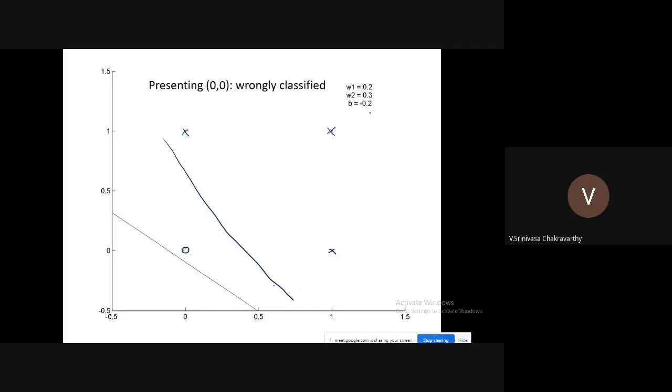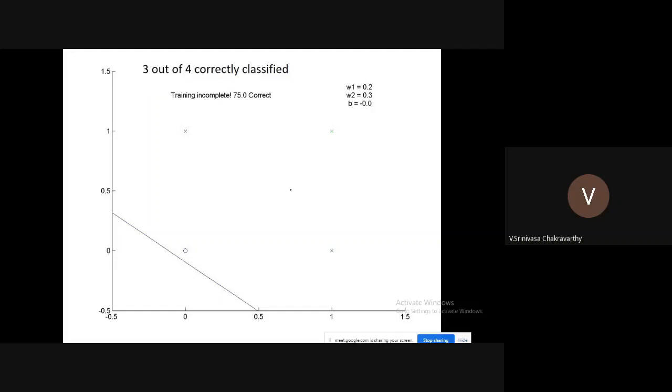So initially I take some wrong weights. Weight W1 is this, W2 is this, and B is -2. For these weights, my decision surface is here, the initial decision surface, which is wrong because all the points on one side of the line are positive. That means it is classifying all 4 points as class 1, giving output 1, which is wrong for this point. So 0, 0 is wrongly classified. 0, 1 is correctly classified. 1, 0 is also correctly classified. 1, 1 is correctly classified. Out of 4, 1 is wrong. So it is 75% correct.